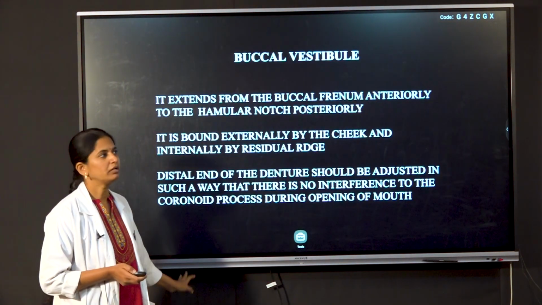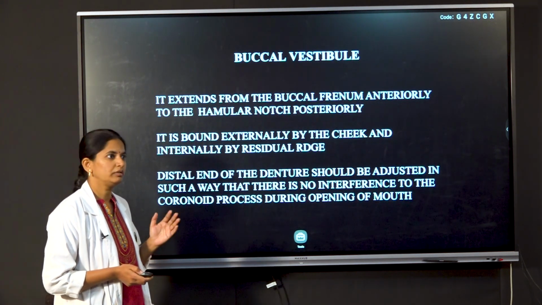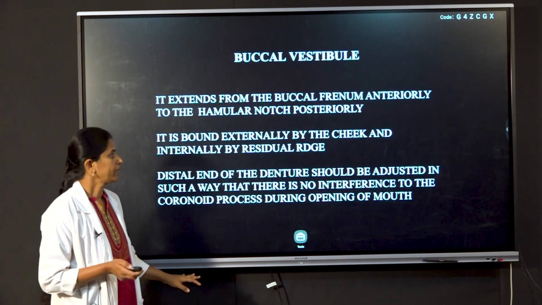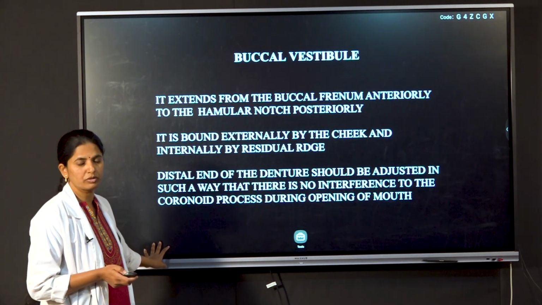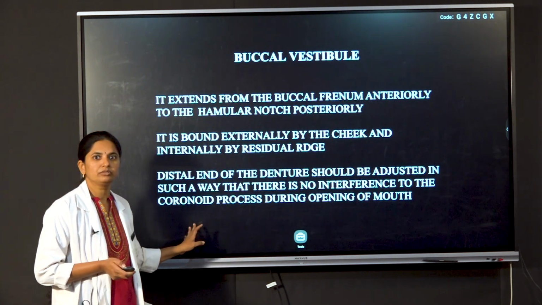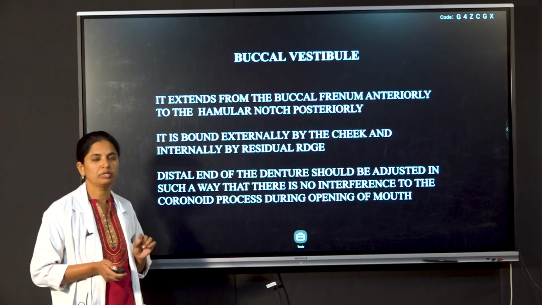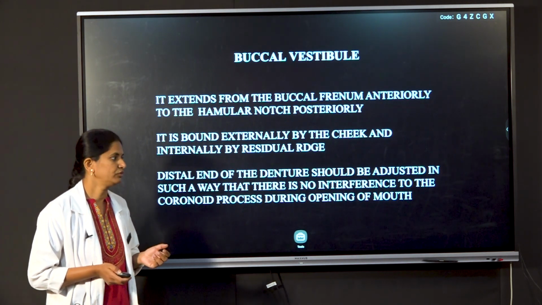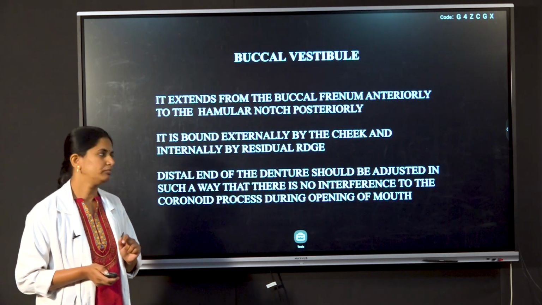Buccal vestibule. The buccal vestibule boundaries are: anteriorly the buccal frenum, posteriorly the hamular notch, medially the crest of the ridge, and buccally the buccal mucosa. Here the posterior buccal sulcus is influenced by the coronoid process of the mandible, so it has to be relieved properly in the impression. To record the coronoid process, ask the patient to open the mouth slightly and shift to the other side. So we can record the thickness as well as the width of the buccal vestibule.